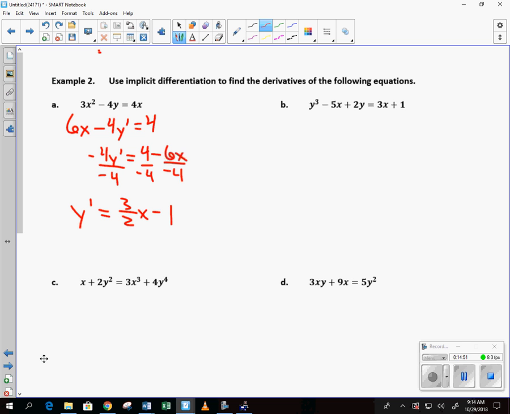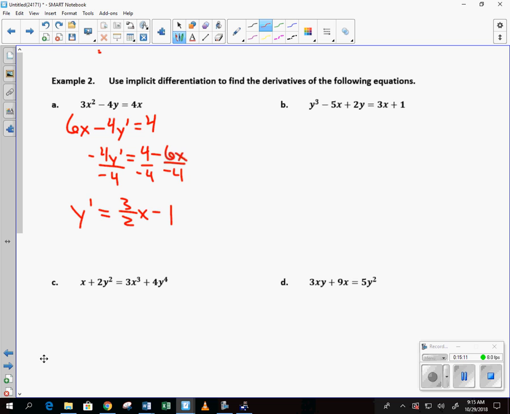Now, if you notice from the very beginning, could we have solved for y from the very beginning? Yeah, you could, and then take the derivative. So there's two ways to do it in this situation. This would be harder to solve for y, wouldn't it? Definitely more challenging. A lot easier to just use implicit differentiation.